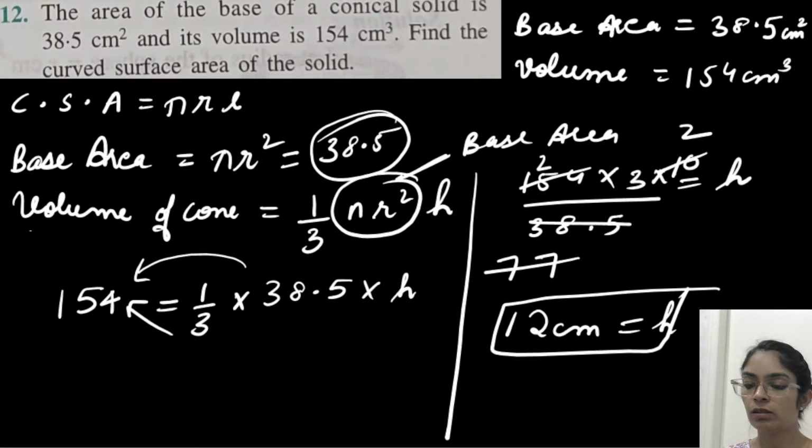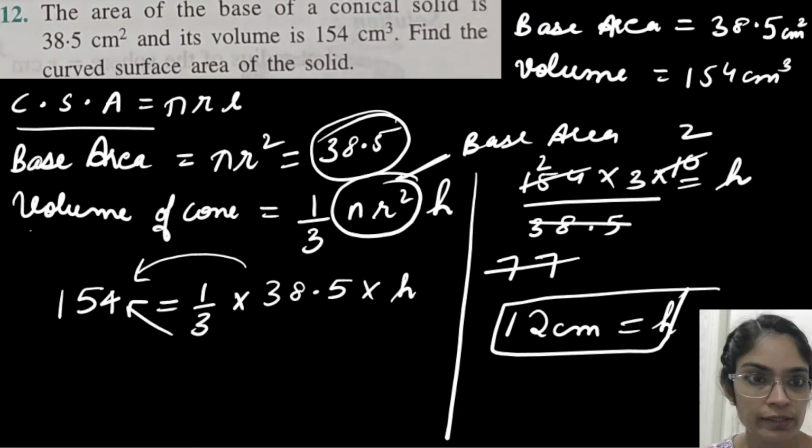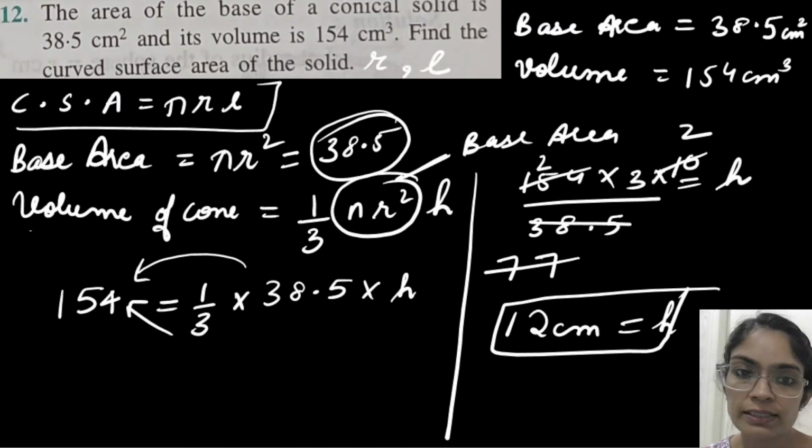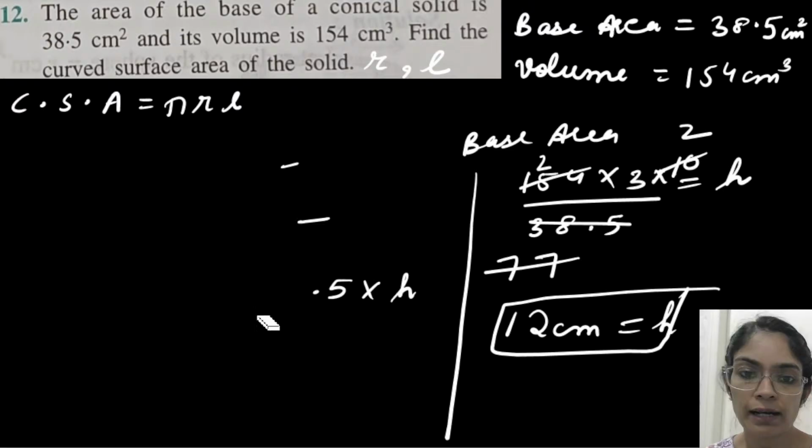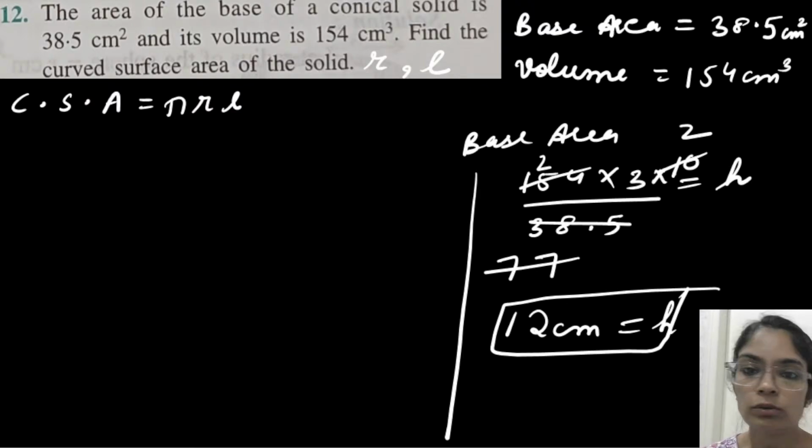Now second thing, because the required thing is to find the curved surface area. So for curved surface area, we actually don't need height. We need R and we need L. So we have found H. So now what we will do? Again we'll make use of, this I am just going to clear. Height is 12 centimeter. Good. Now we'll make use of base area once again.